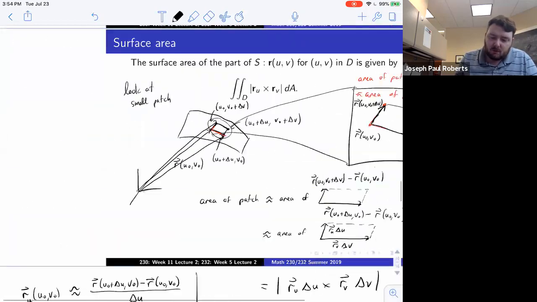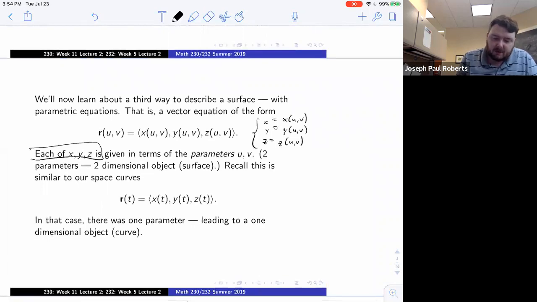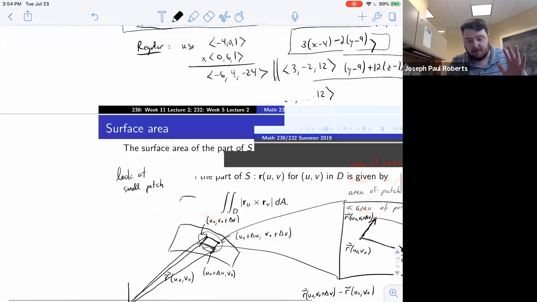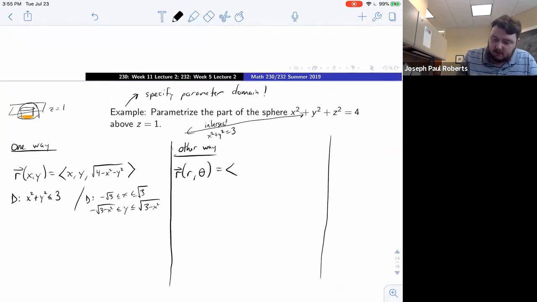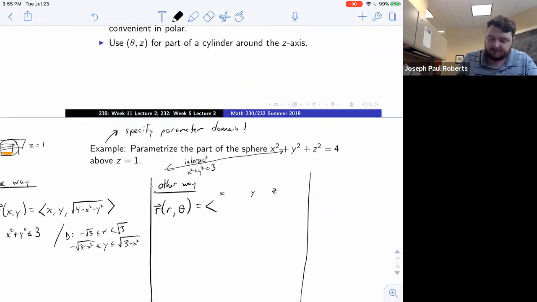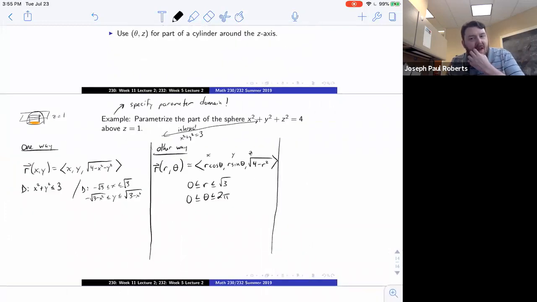But the big thing, remember, is no matter what, these parameterizations are each of x, y, and z in terms of u and v. So no matter what we're using as our parameters, our equations are always going to be x, y, and z. So if I'm doing stuff like this, I'm really in polar mode. I could do x is r cosine theta, y is r sine theta, and then z is square root of 4 minus r squared. And then r would go from 0 to root 3, and theta would go 0 to 2 pi. So essentially all I've done is taken my Cartesian parametrization, where my x and y were parameters, and I changed x and y into r and theta absolutely everywhere. So that's another approach you could do.